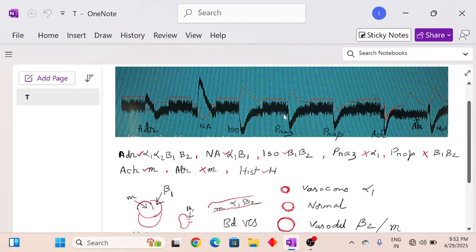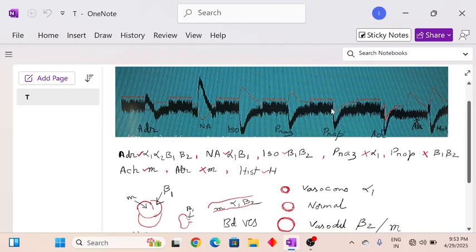Prazosin. Prazosin is an alpha receptor antagonist, it blocks the alpha receptors. So, any drug that blocks the alpha receptor will cause vasodilation. As a result of which, there will be fall in blood pressure. And due to peripheral vasodilation, there is increase in the heart rate, reflex tachycardia. This is reflex tachycardia with prazosin. So, prazosin: fall in blood pressure and increase in the heart rate.